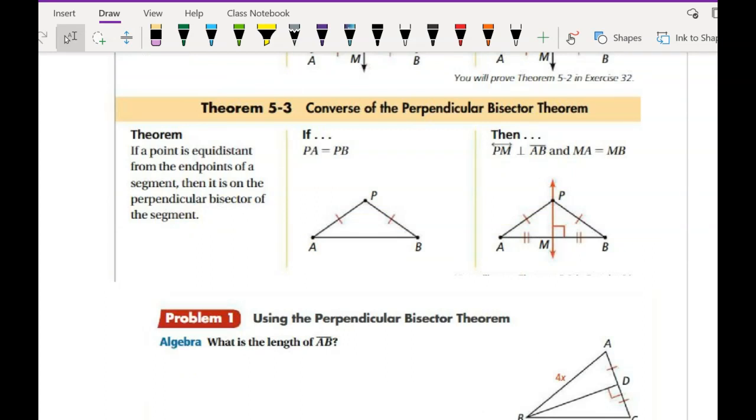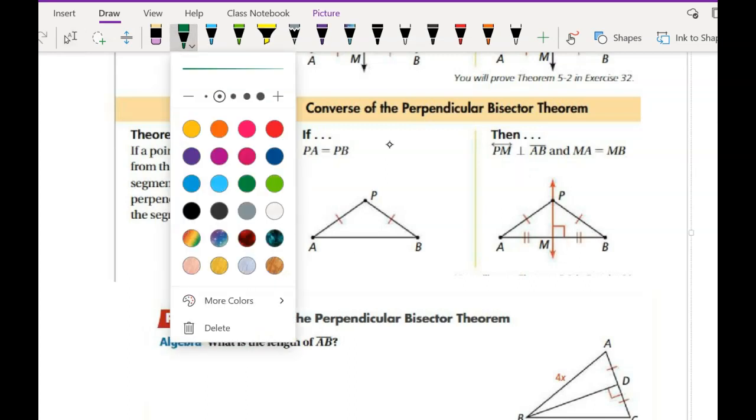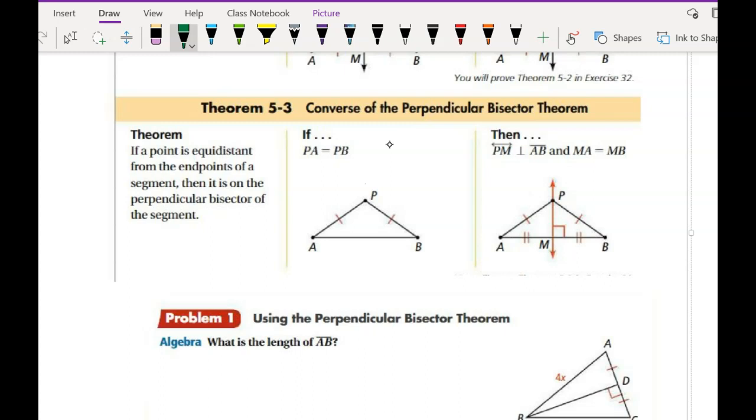Now let's look at the converse of the perpendicular bisector theorem. If a point is equidistant from the endpoints, so we can see that point P is equidistant from A, and it's also equidistant from B. How do I know this? They give me the congruent markings, so I know that PA is congruent to PB. Then point P is on the perpendicular bisector. So I can come over here and draw a perpendicular line.